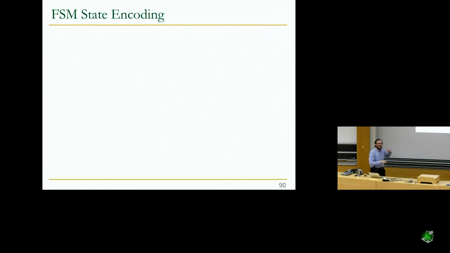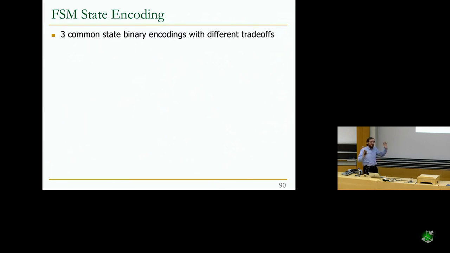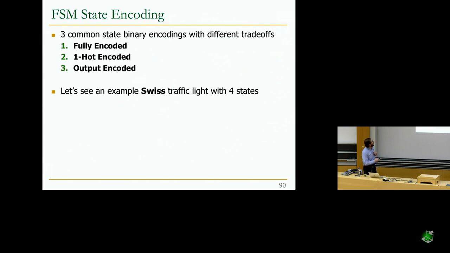Okay, maybe let me finish this example and then we'll take a break. We should talk about the state encoding also. These are relatively simple concepts. But basically, we encoded these states with two bits, right? There are four states, and that's the minimum encoding that you can have. That's obvious, hopefully. That's the fully encoded form. But there are other encoded forms we'll talk about very quickly.